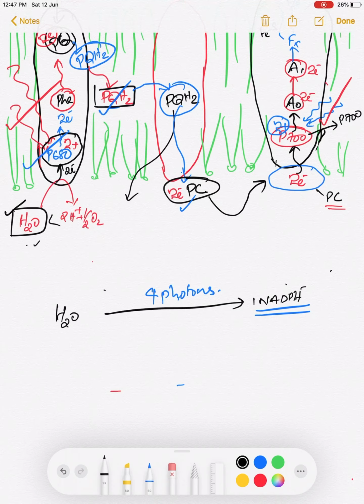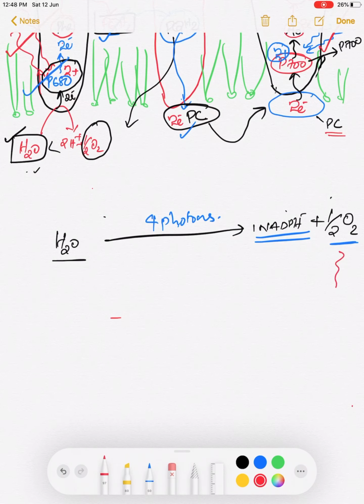And also during splitting of water molecule, half O2 is also released. So if we take one molecule of water, at last we are also getting half O2 here. Remember, this half O2 is very unstable. So to produce one molecule of O2, we need 2 H2O.